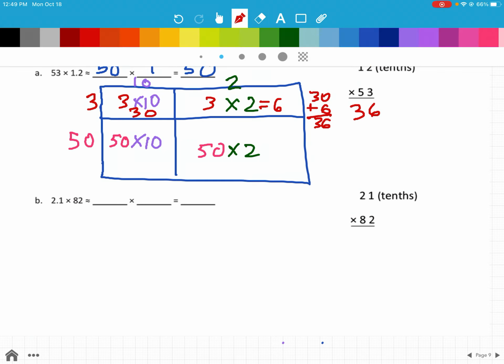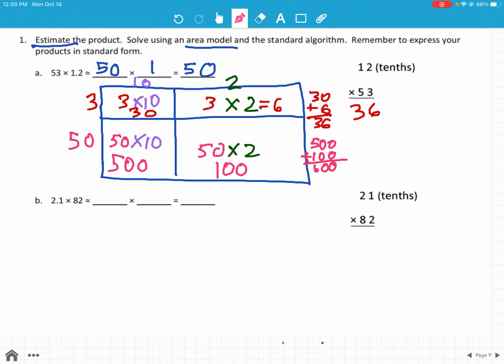Next up, we're going to do the bottom numbers. So we have 500 and we have 100. We add those up. Hopefully you can see real quick that that would be 600. So over here, we're going to do 50 times 2, which is 100. And we're going to put the 1 here, or 5 times 2 equals 10. And we're going to put a 1 there. We're going to put a 0 here.